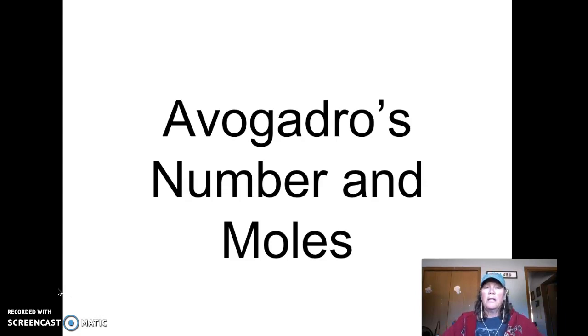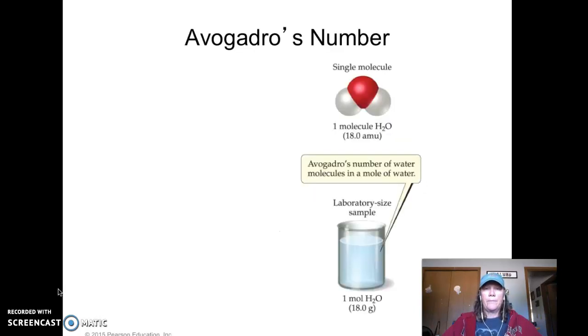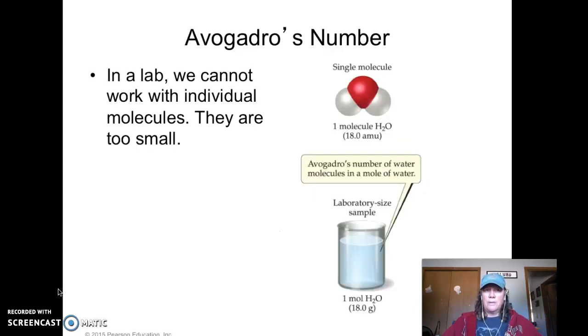We're going to do like we did before when we talked about dimensional analysis, converting from one unit to another. That's what we're going to do today. Okay, so Avogadro's number, again, we can't count molecules. They're too tiny. We don't have microscopes that would magnify them enough so we could actually see them. So like I said, it's been calculated mathematically.